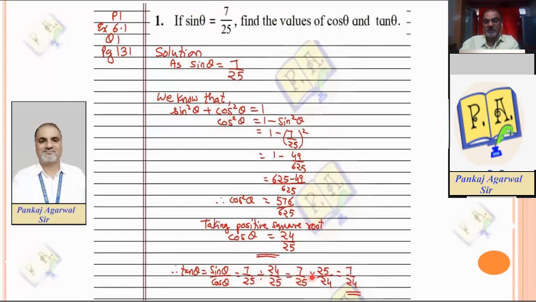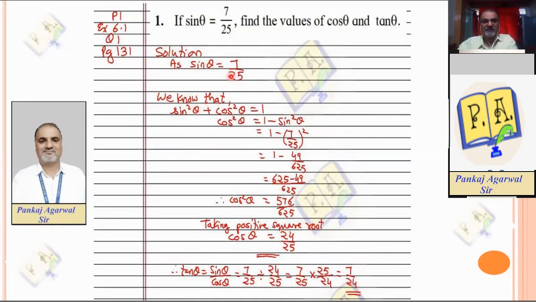Now, division will become multiplication. So there will be a reciprocal of the right side. 24 upon 25 will become 25 upon 24. 25, 25 got cancelled. It is 7 upon 24. See, this answer is faster and better. Try to remember one more thing. Whenever you are solving problems of this type, only use one identity. Do not use more than one identity at a time.